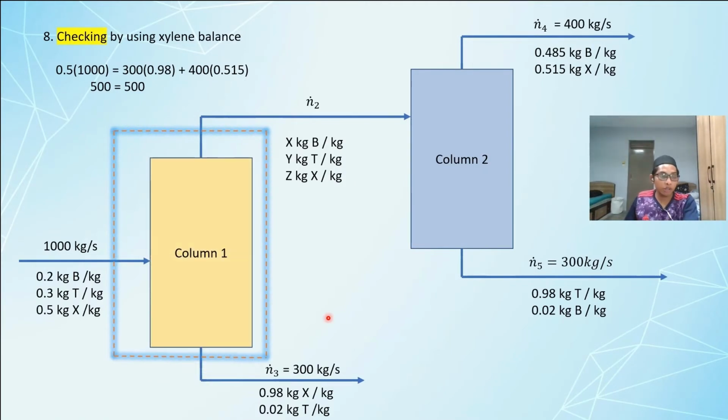So based on the calculation that we made above, we already know that we have 400 kg per second for N4, 300 kg per second for N5, 300 kg per second for N3, and for the overhead product from column 2, we will have 0.485 kg benzene per kilogram and 0.515 kg xylene per kilogram. And the last step is by using the xylene balance, we will do the checking process, which is mass xylene input equal to mass xylene output, and we will get 500 equal to 500, which is exactly the same. That means the calculation that we made above is correct.